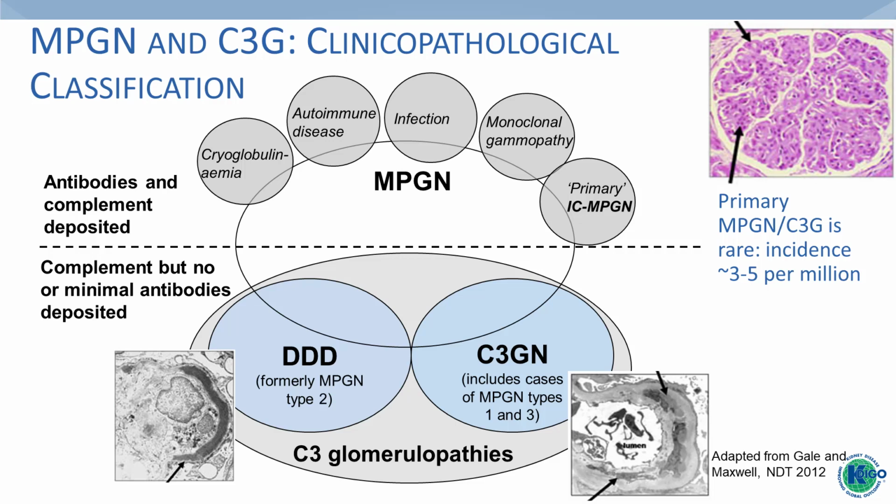Where this light microscopic appearance is seen with complement C3 deposition, but insignificant or no immunoglobulin deposition, this is termed C3 glomerulopathy. And C3 glomerulopathies are subdivided into dense deposit disease, in which there's characteristic dense transformation of the glomerular basement membrane. And this pattern was formerly called MPGN type 2. And C3 glomerulonephritis, which includes cases previously categorized as MPGN type 1 and 3, and is characterized by discrete electron-dense deposits, which may be subendothelial or subepithelial. Typically, dense deposit disease is thought to result from defects of circulating complement regulation.